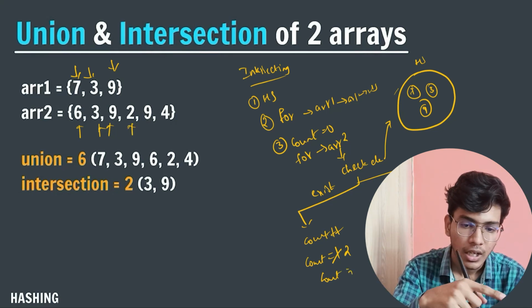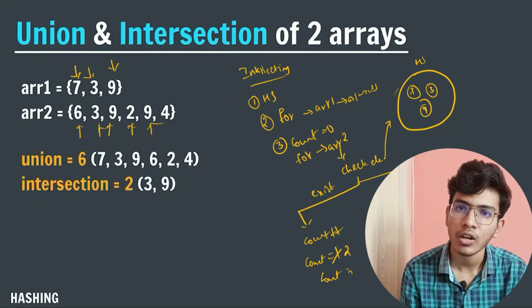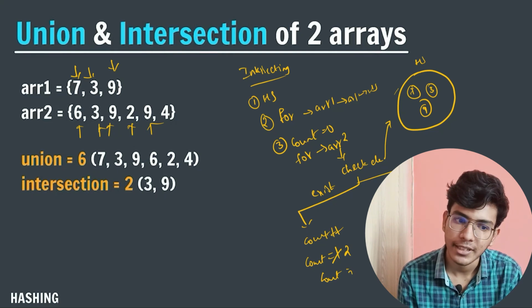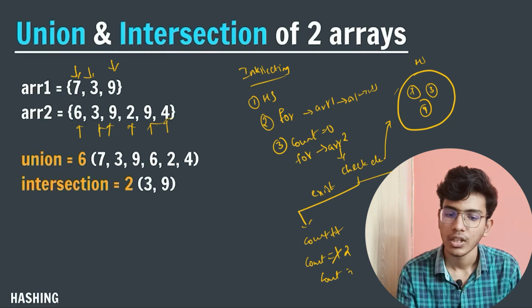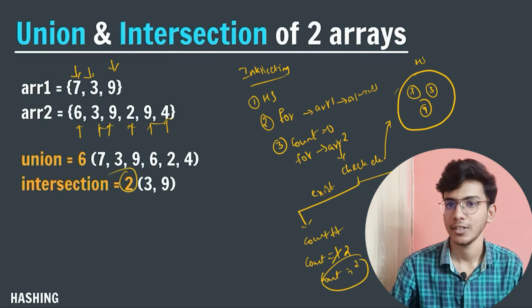After that I will come to the next 9. I have already counted 9 one time, and I know that I can't count a duplicate element, so I will ignore it. Now after that I will come to the last element. 4 is not present, so what is the count value? Count value is 2, and that is my intersection value.